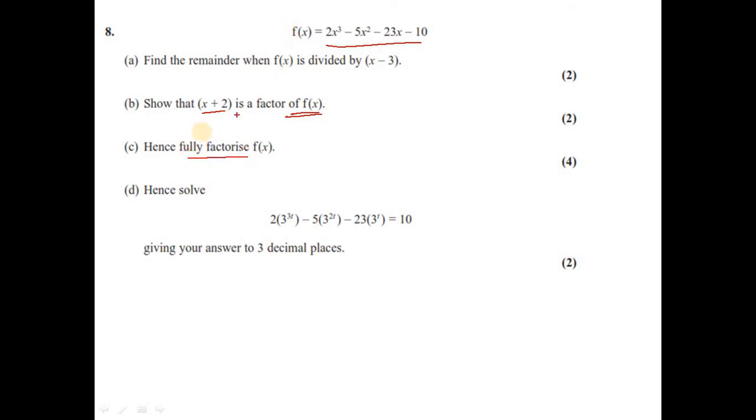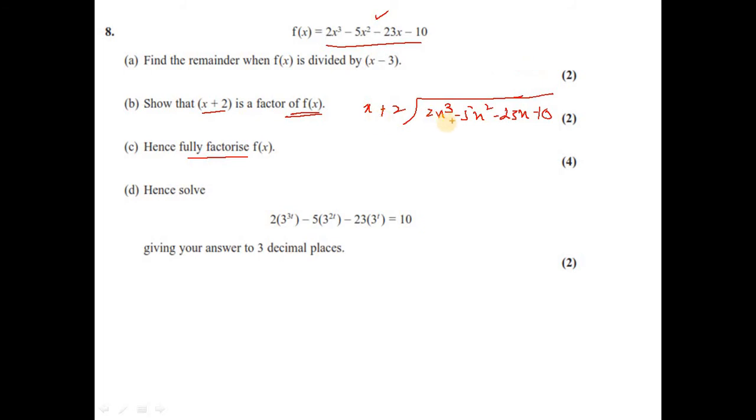So one method is we use long division to find the quadratic factor, and that's what I'm going to do here. You need to divide the given polynomial 2x cubed minus 5x squared minus 23x minus 10 divided by x plus 2, because x plus 2 is the factor of the given polynomial we have proved in part B. So we expect that at the end of this division we must get 0 as a remainder, and we must have a quadratic polynomial as a quotient.